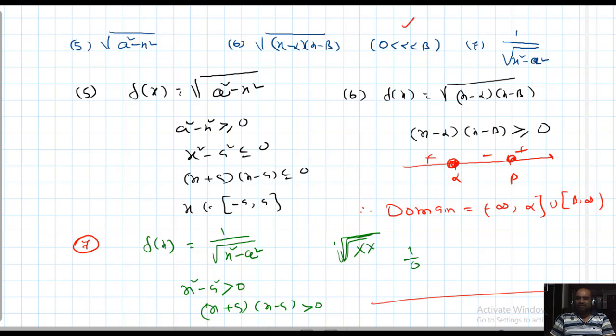Number line. Here minus a, with signs plus, minus, plus. Minus a won't satisfy, a also won't satisfy. We want positive symbols. So I want the right here. Therefore the domain: x belongs to minus infinity to minus a open interval union a to infinity.